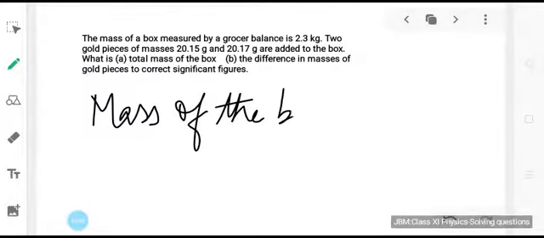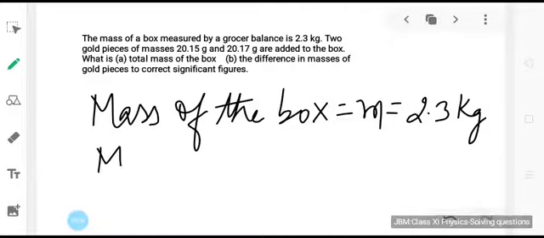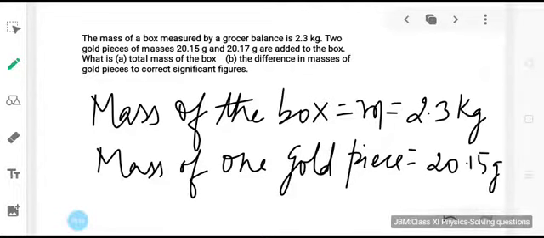Now here the mass of the box is given. If we assume it to be m, that is equal to 2.3 kg. The mass of one gold piece is equal to 20.15 gram. We need to convert it into kg, so that will give you 0.02015 gram, sorry, kilogram.